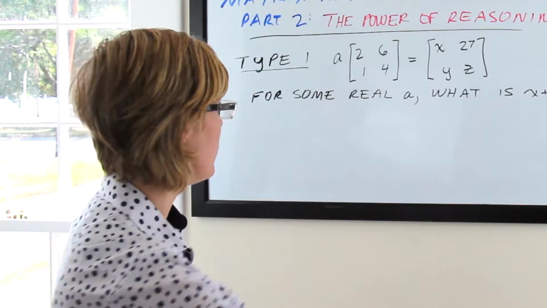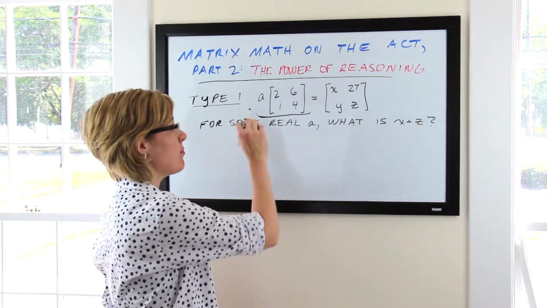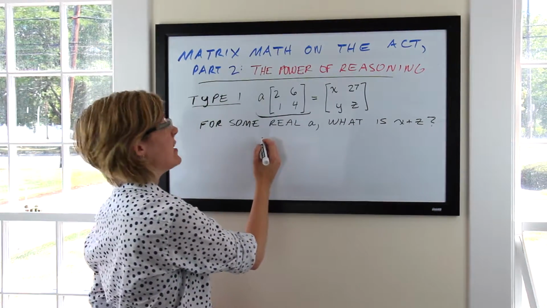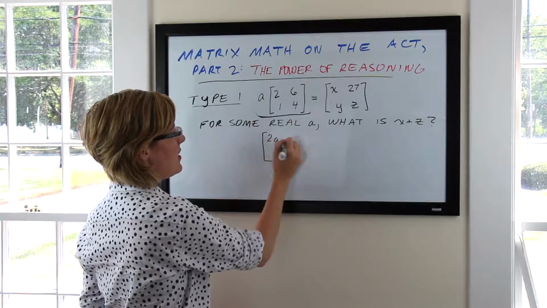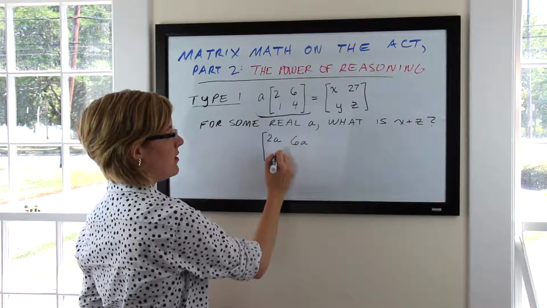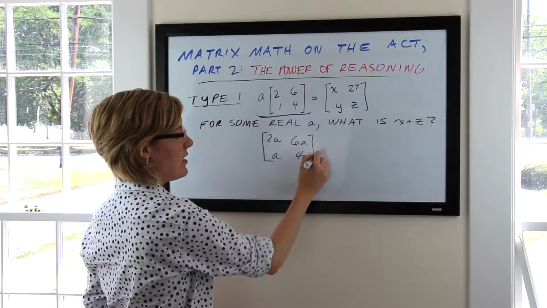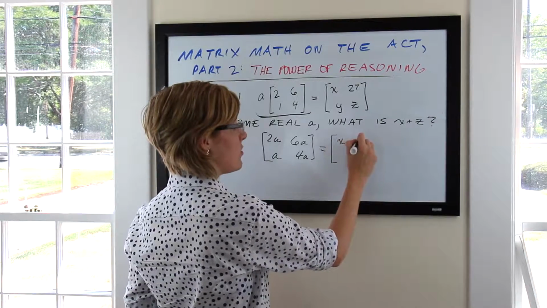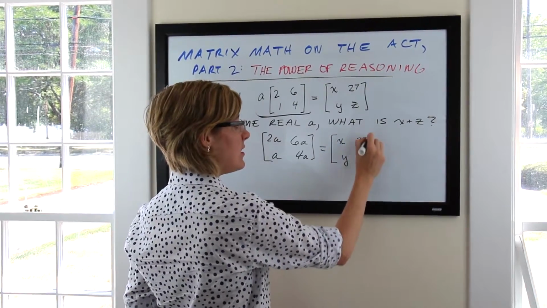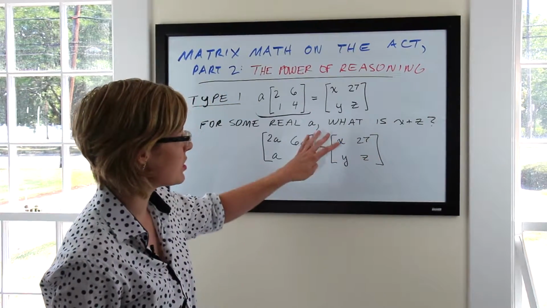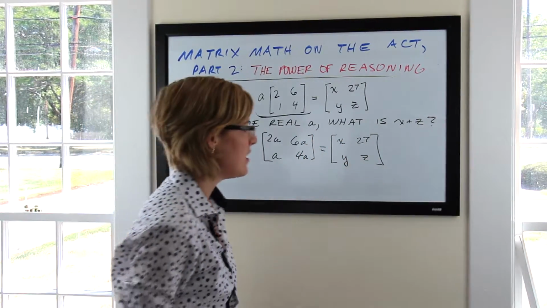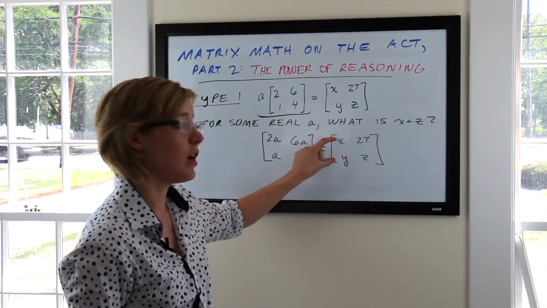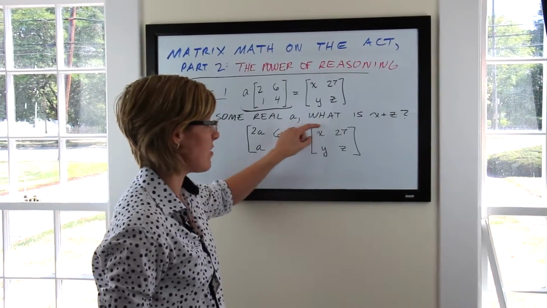So what we can do is take A and distribute it into the matrix. So it's going to look like this: 2A, 6A, A, 4A, and again, this side of the equation remains unchanged: x, 27, y, and z. Don't get confused by these variables being called x, y, and z. Those are simply numbers that they decided to call names. Those are not the actual variables of the line that they are the coefficients for.